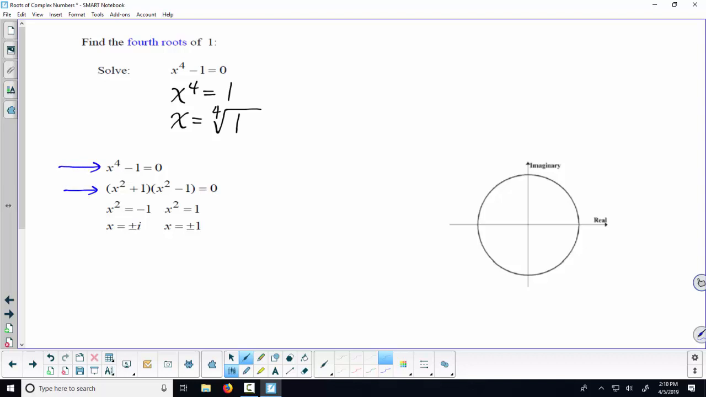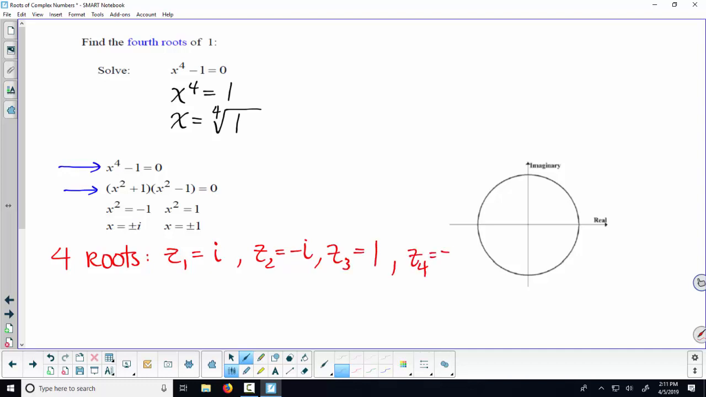And then I could set each of those factors equal to 0, and I have 4 solutions, or 4 roots. They are i, negative i, 1, and negative 1. Okay, so there are 4 roots.